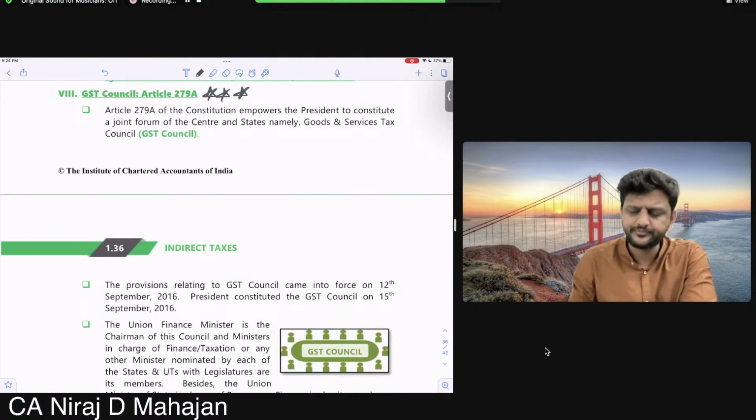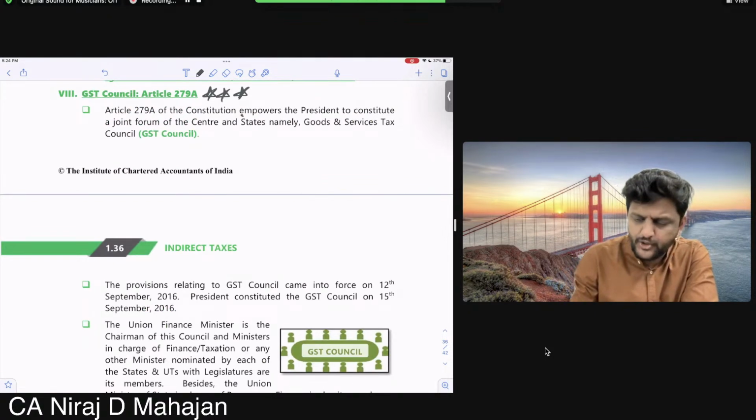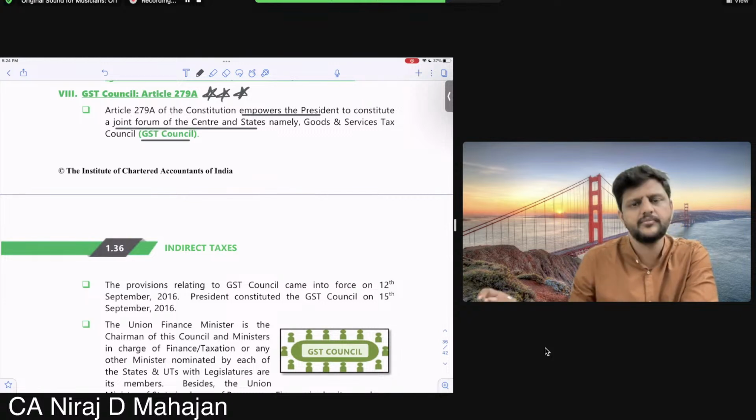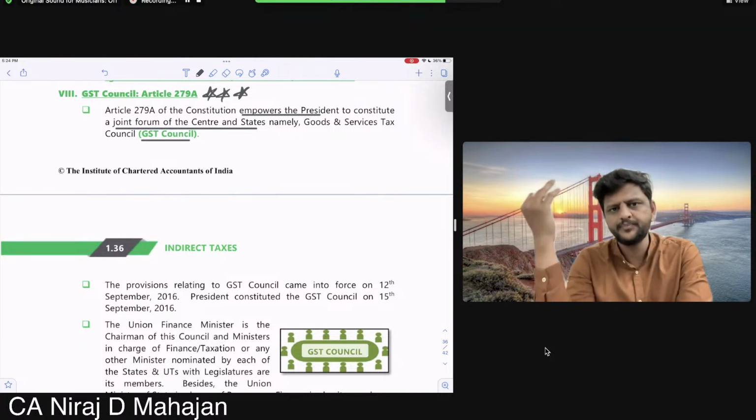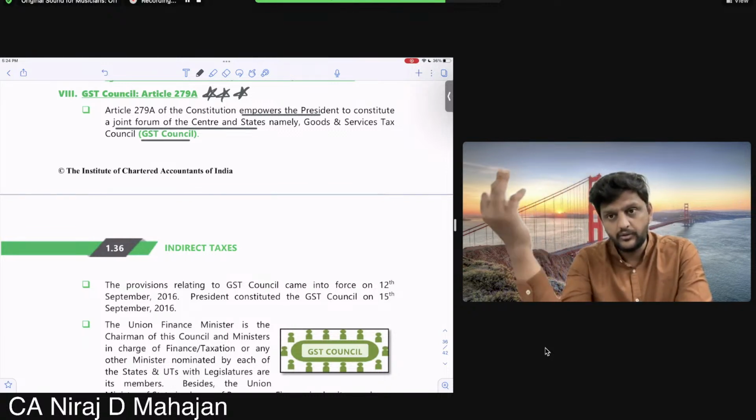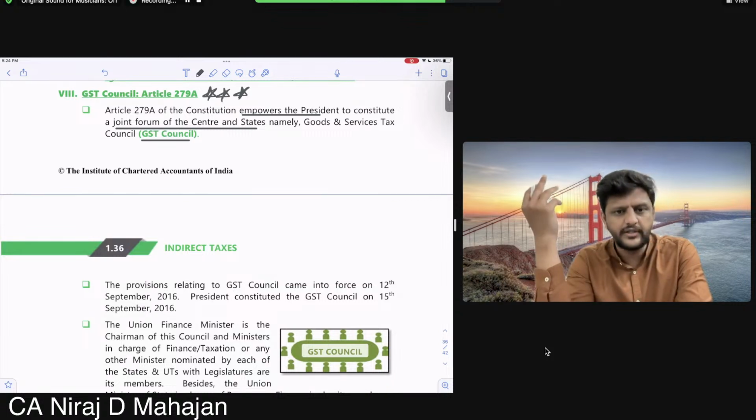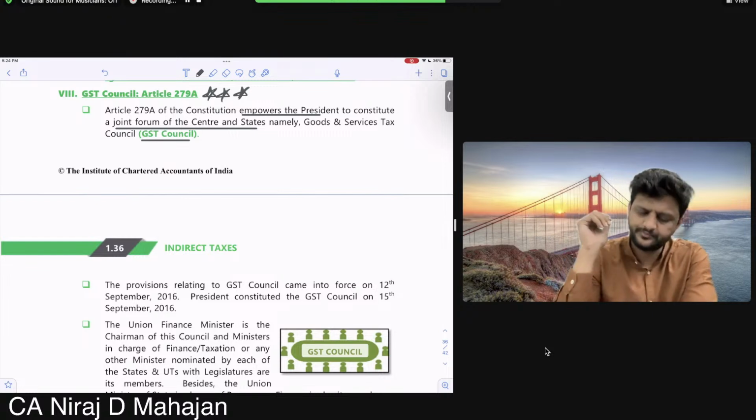Article 279A empowers the President to constitute, now appoint, a council, the GST Council. It is a joint committee, joint means center and states. Because बच्चों it is one nation one tax, है ना? So we need to take into account the decision of all the states also, or you can say the opinion of all the states also.